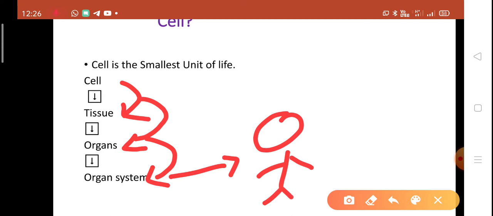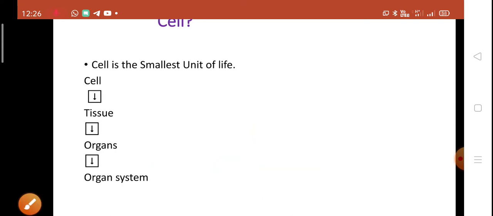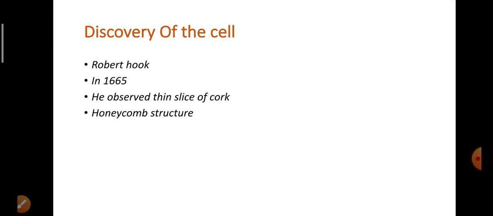Like we are also a living organism, right? So my question is, in the human body, which is the largest organ? Yes, right. The largest organ is skin, because our whole body is covered with skin.